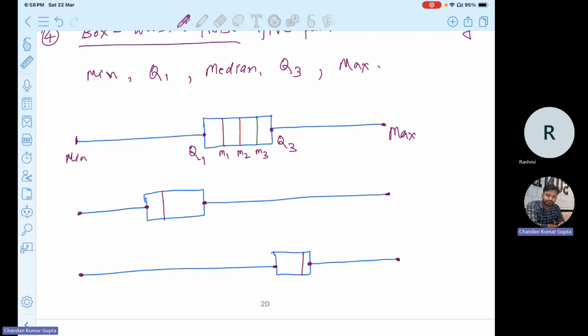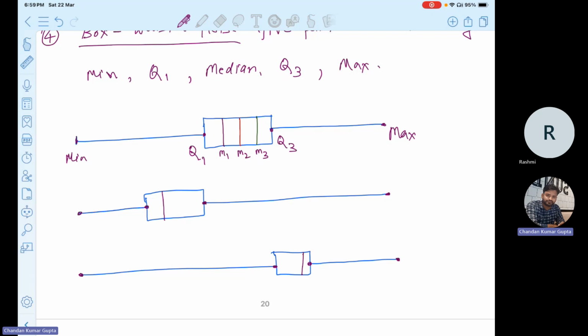Okay, and we have different box and whisker plots. With the help of these box and whisker plots, we can find the positions of the median and the first quartile, and the positions of the median and the third quartile. It may also be possible that the difference between the minimum value and Q1, and between Q3 and the maximum value, tells whether the data is positively skewed or negatively skewed.